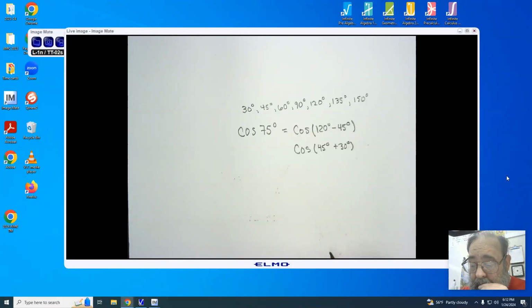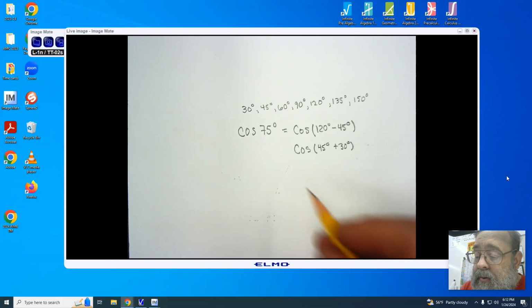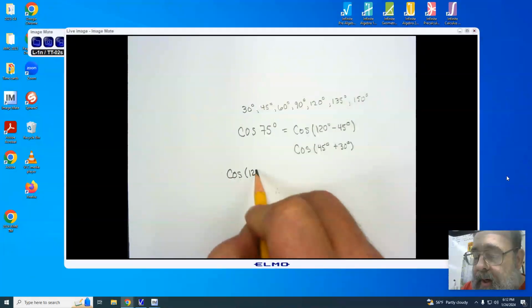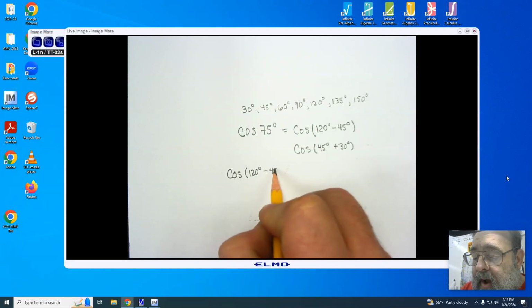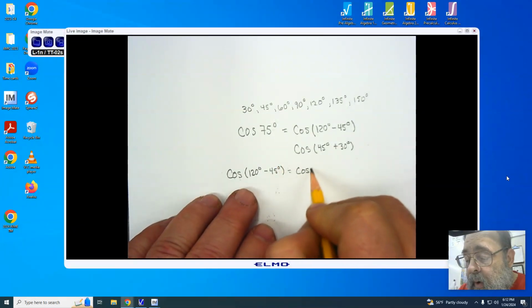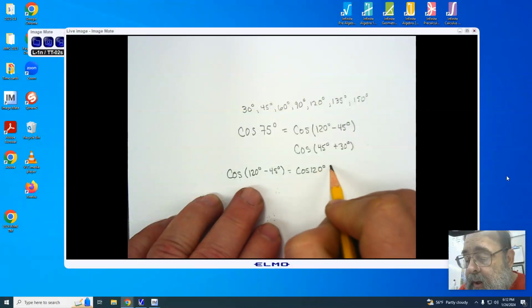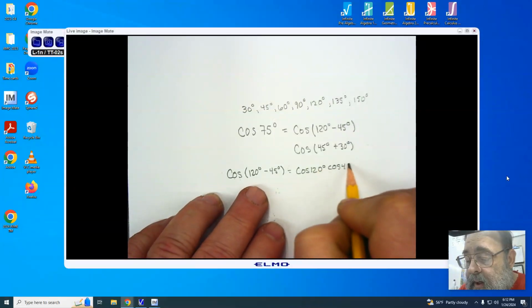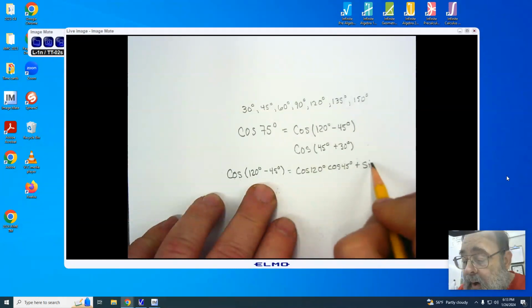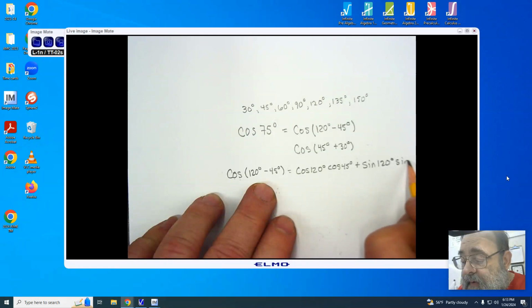Let's take a look at both. So we're going to use our formula first for the cosine of 120 degrees minus 45 degrees. Notice we're going to have the cosine of 120 degrees, cosine of 45 degrees, plus our sine of 120 degrees, and then the sine of 45 degrees.